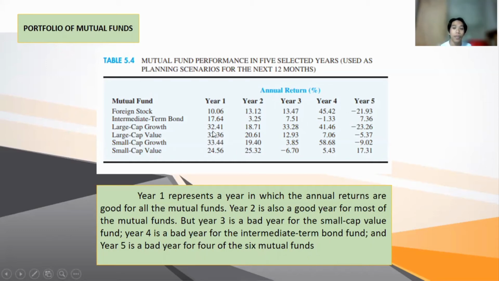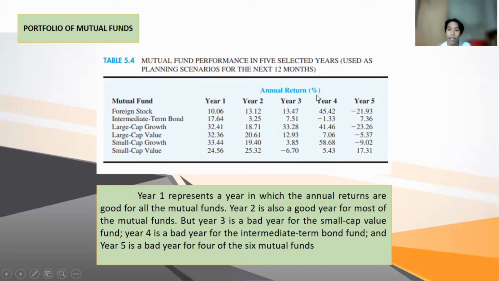Then, in creating a portfolio model, kay first we need to determine the mutual funds that are needed in the problem. For example, in a Hawk Investment Services, kay gusto nila mo-develop a portfolio model na can be used to determine an optimal portfolio involving a mix of 6 mutual funds. So, in this table 5.4, it shows the portfolio of mutual funds of the 5 selected years, which is used as the planning scenarios for the next 12 months. So, ang 6 mutual funds niya diri kay mo ang foreign stock, intermediate term bond, large cap growth, large cap value, small cap value, and small cap growth.